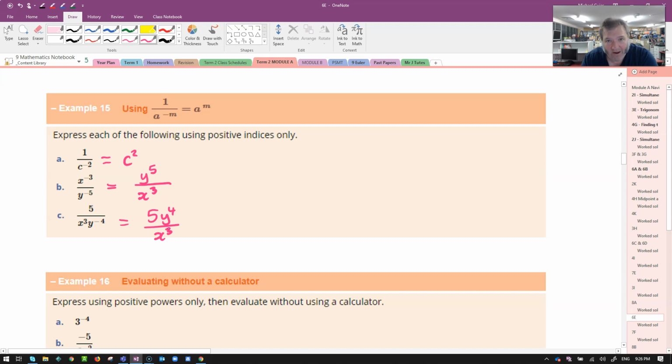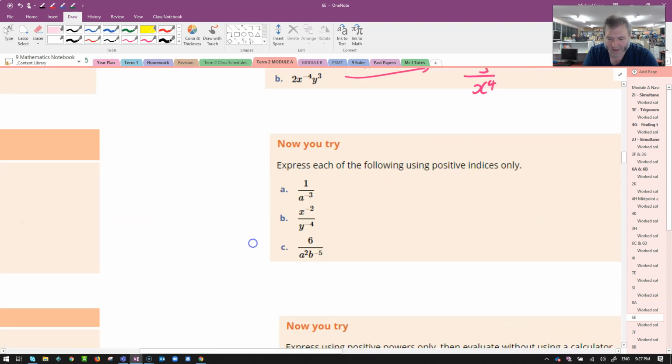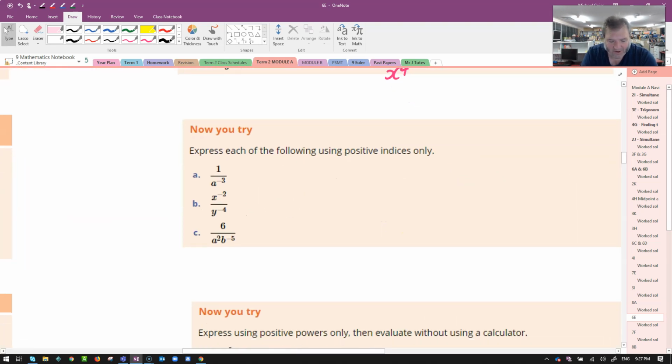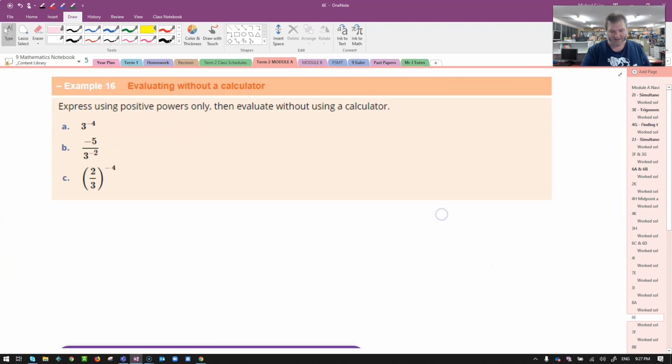So if it's got a negative power, move it from the numerator to the denominator, or the denominator to the numerator. If it doesn't have a negative power, leave it alone. 3 for you to try. Have a go at those now. And you can check your answers. Hopefully they match up nicely. Only a couple more examples before you can get stuck into these yourself.